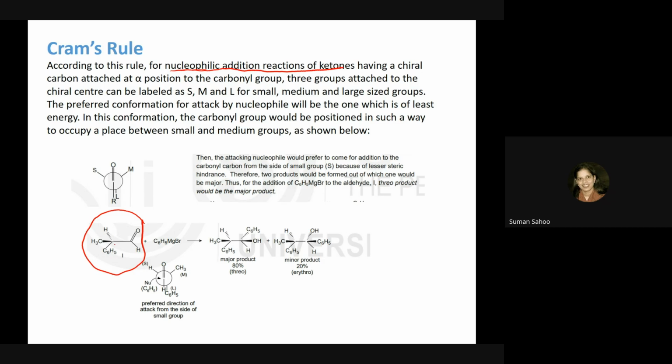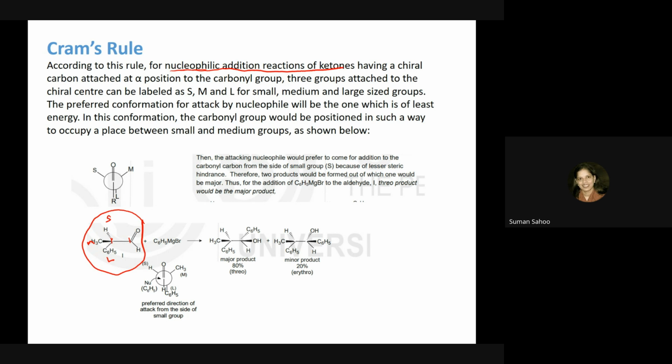Now this carbon has three different groups by size. This one would be large, this one is medium, and this one is small. According to Cram, whenever the nucleophile is going to attack, we can have different conformations. Conformation means, since this is a carbon-carbon single bond, we can rotate along it and get different conformations. So in our reaction mixture, we can have different conformations of this molecule.